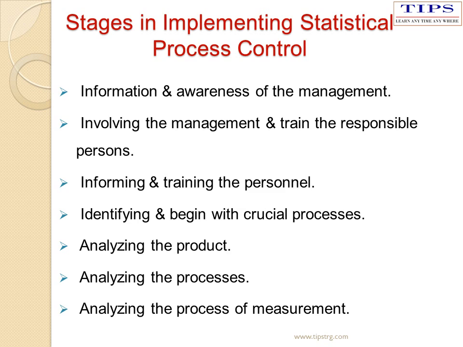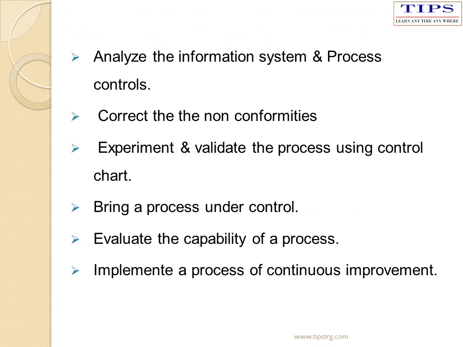Identify and begin with crucial and prior processes where defects have occurred in the history. Analyze the product. Analyze the process. Analyze the process of measurement. Analyze the information system and process controls. Correct the non-conformities by taking actions over non-conformities and root causes through analysis.